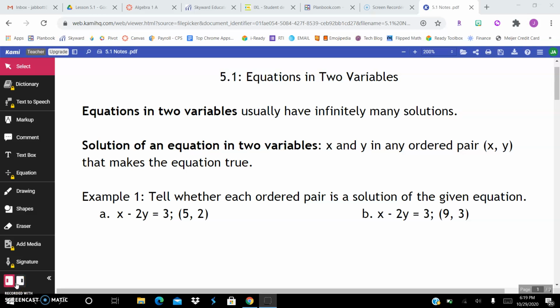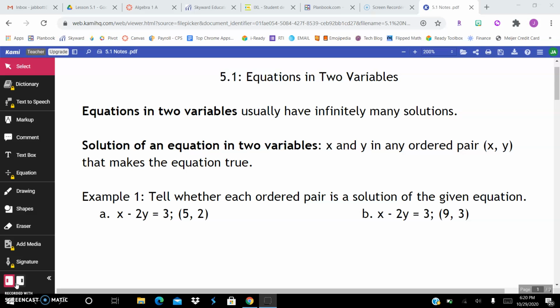For section 5.1, we're going to look at equations in two variables. And what that means is that instead of just having x or y or t or z or whatever letter that you have to solve for, we now have two variables in our equations. And these equations usually have infinitely many solutions. So that means that we could plug in any number and get out an answer for the output. So the solution of our equations are an ordered pair that makes the equation true.